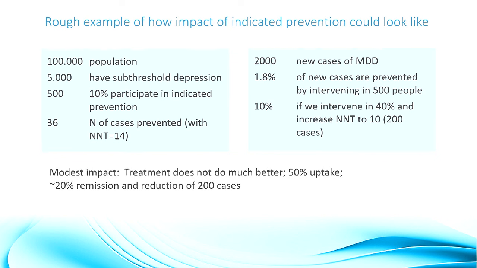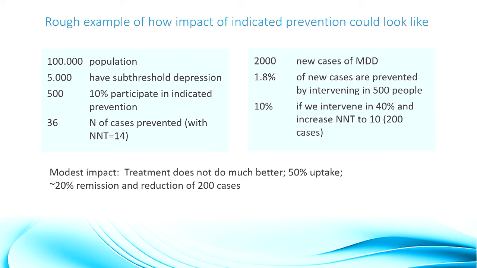So we know that indicated prevention works. So how would that look if we would implement it in routine care? Well, let's say we have a population of 100,000 people. 5,000 of those have subthreshold depression. We know that from epidemiological studies. Let's say that 10% of those people participate, and that's high. Usually it's much lower. But let's say we can convince 500 people to participate in indicated prevention. That means that we have prevented 36 cases, which is not very large.